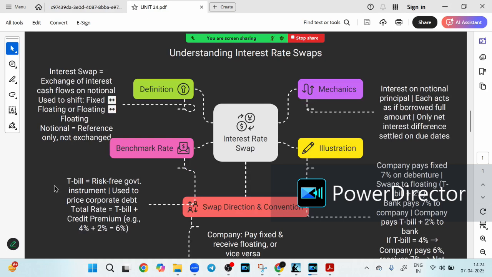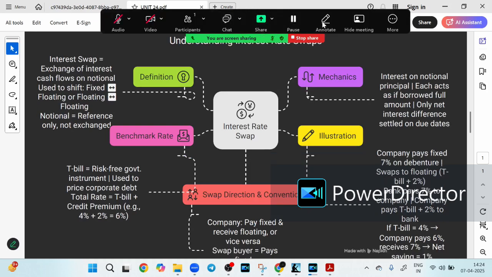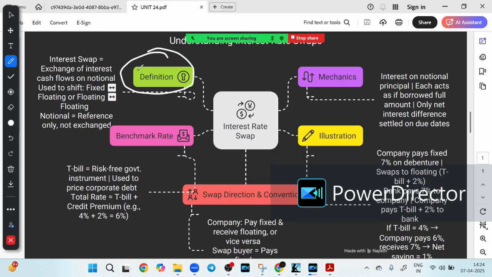So now friends, let's talk about the benchmark rate. The floating rate is often linked to a benchmark like the treasury bill, right? A risk-free rate. So the total floating rate includes a credit premium. Obviously, you have to pay some premium for exercising this interest rate swap. Now, if we talk about swap and conversion, see, there is something called the swap buyer, who pays fixed, and there is something called the swap seller.